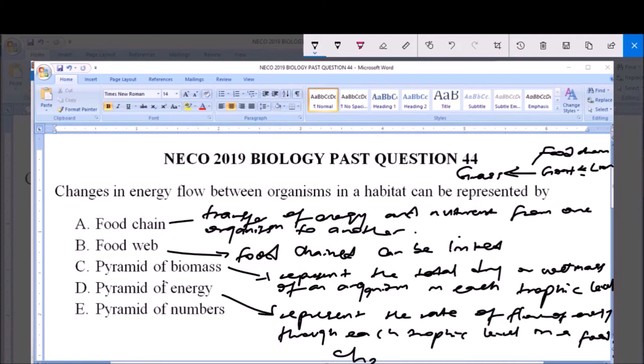So pyramid of energy is mainly concerned with the rates of flow of energy, that is, the changes concerning the rate of flow of energy in a food chain. Now, pyramid of number simply represents the number of individuals at each trophic level.